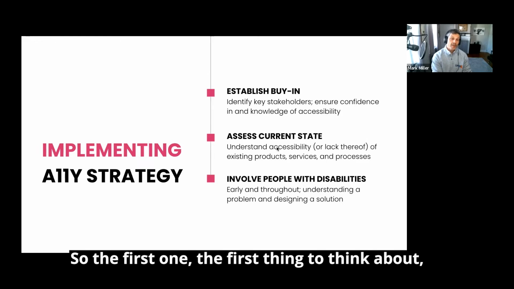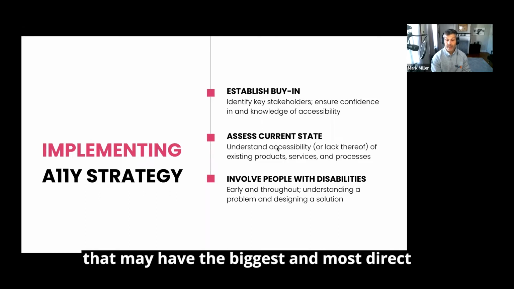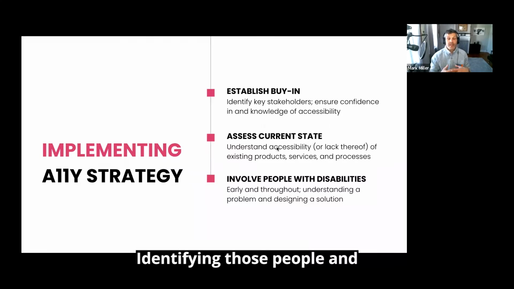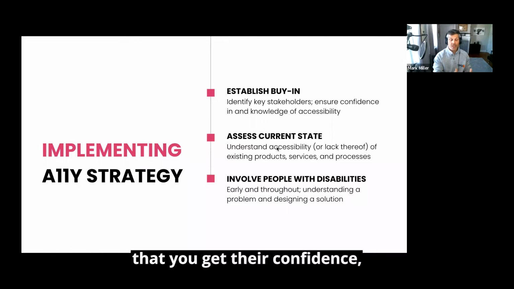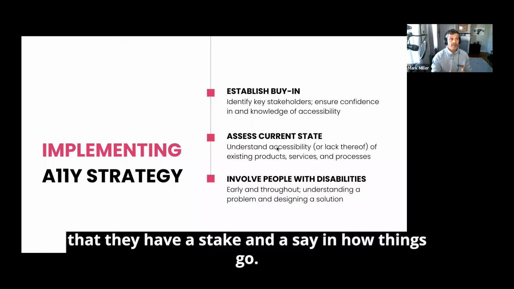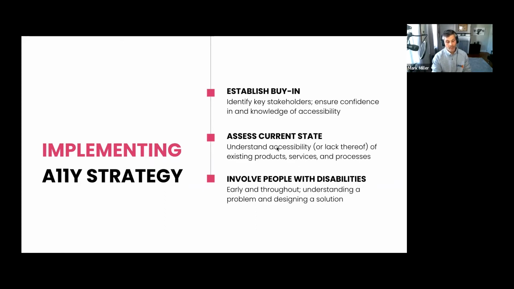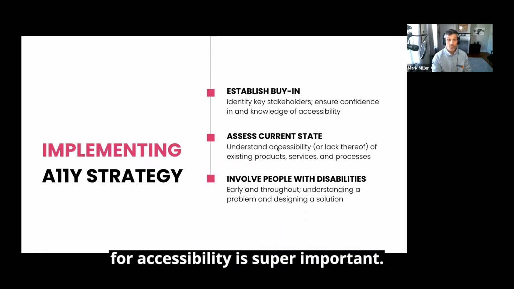So the first thing to think about is just establishing buy-in. Who in your organization are the key stakeholders that may have the biggest and most direct impact on accessibility? Identifying those people and making sure that you get their confidence, that they have a stake and a say in how things go, and finding out what they might need in their area of the organization to accommodate for accessibility is super important, right?